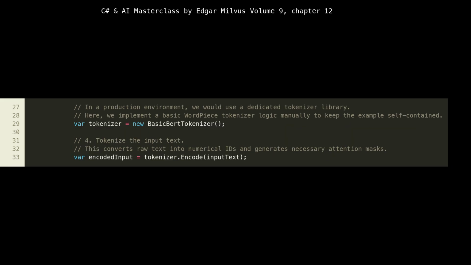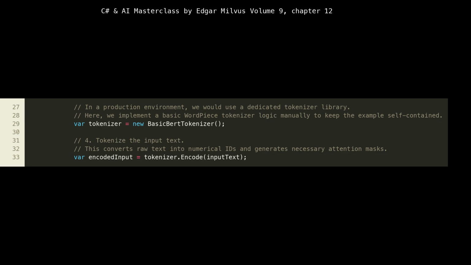Lines 27 to 34 introduce the tokenizer. At line 29, we instantiate a basic BERT tokenizer. This is a critical component in any NLP pipeline using transformer models like BERT. The encode method at line 33 takes our raw text and transforms it into numerical representations, token IDs, attention masks, and token type IDs, that the BERT model can understand.